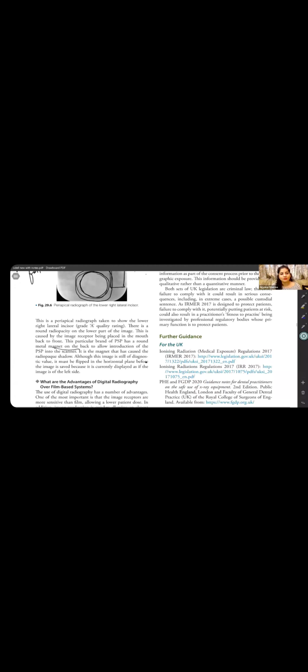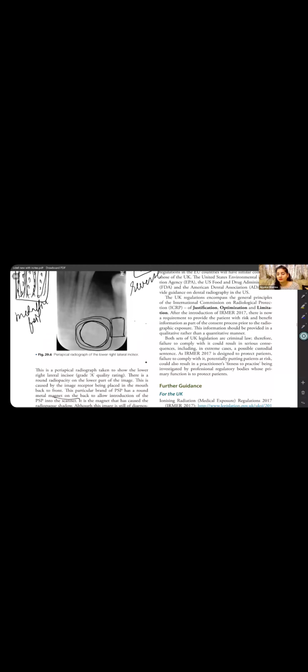Although this image is still of diagnostic value, it must be flipped in the horizontal plane because it has given you the mirror side of the image. It is actually the right side incisor, but on the radiograph it looks like you've taken the left view. So because you flipped the sensor, it gave the mirror image of the right side, so it looks left, but actually it is your right side view which was taken. So these were the errors.